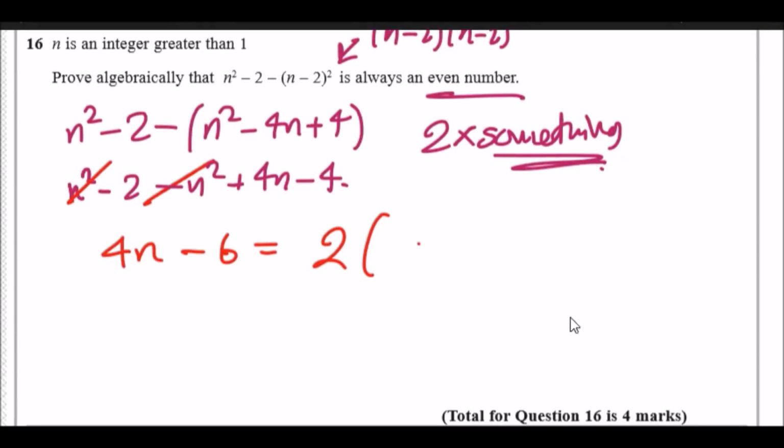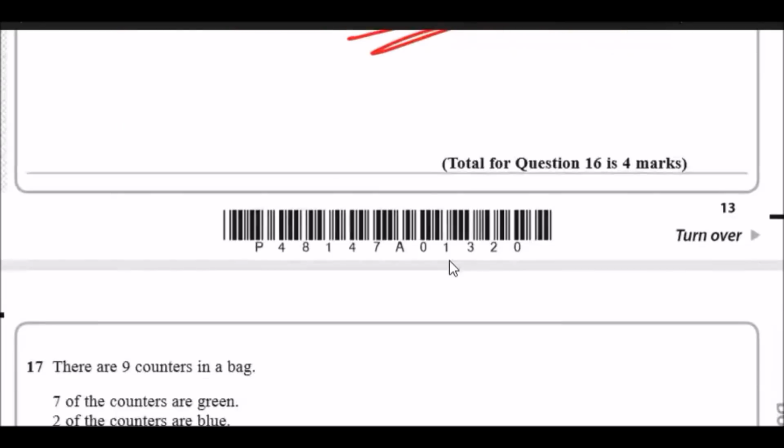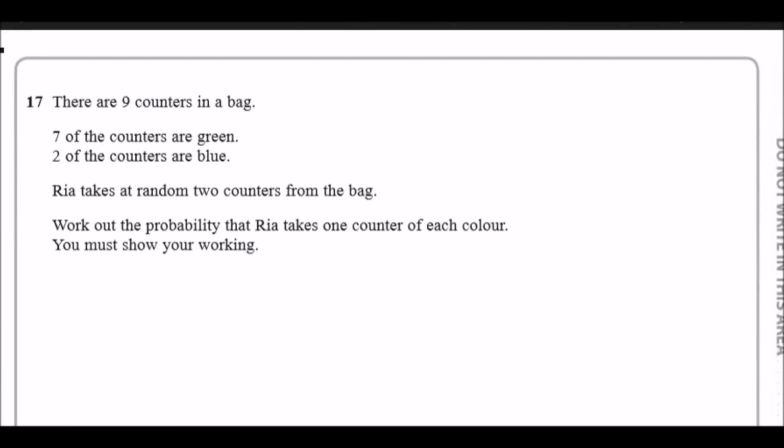Okay, now it's working. So factorizing, you should get 2 times (n minus 3). And yep, it's even, because of this assumption. That's it. Moving on. Alright, number 17.